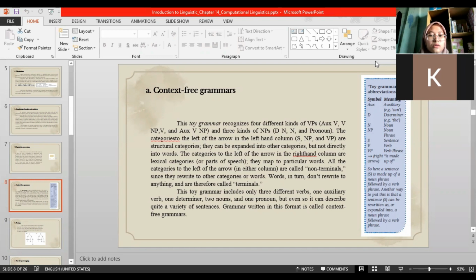All the categories to the left of the arrow are called non-terminals, since they rewrite to other categories or words. Words, in turn, don't rewrite to anything and are therefore called terminals. This toy grammar includes only three different verbs, one auxiliary verb, one determiner, two nouns, and one pronoun. But even so, it can describe quite a variety of sentences. Grammar written in this format is called context-free grammar.